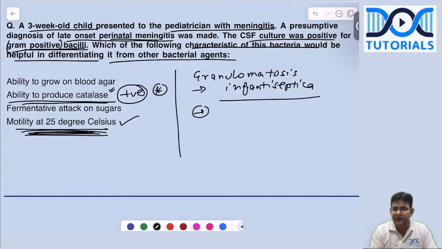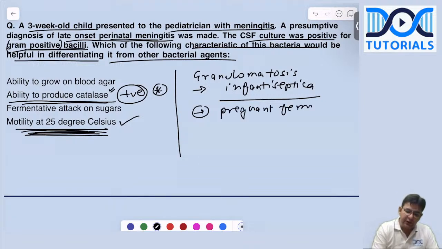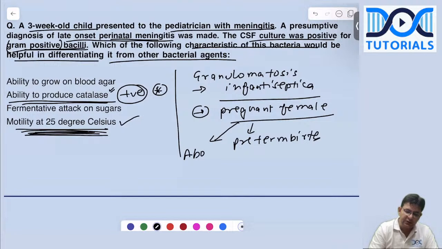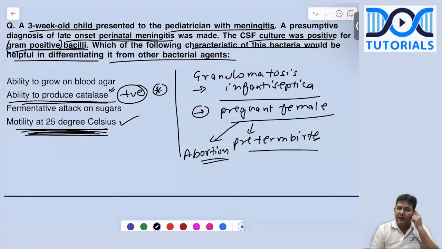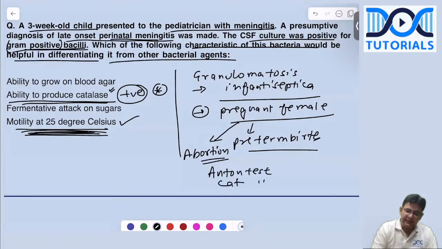In immunocompromised patients it can cause sepsis. And in pregnant females, Listeria leads to premature births, preterm births, and abortions. Important are the Anton test, Listeria culture in the eyes of rabbit, catalase test, and CAMP test. These all are positive in Listeria.